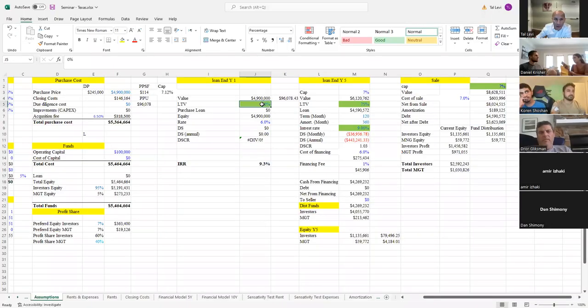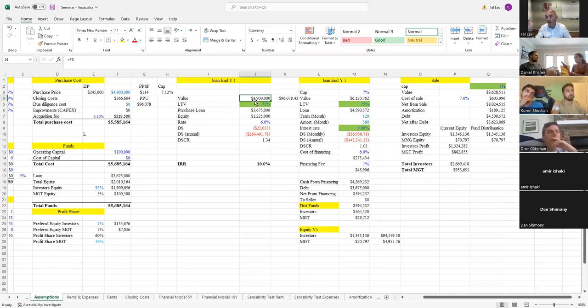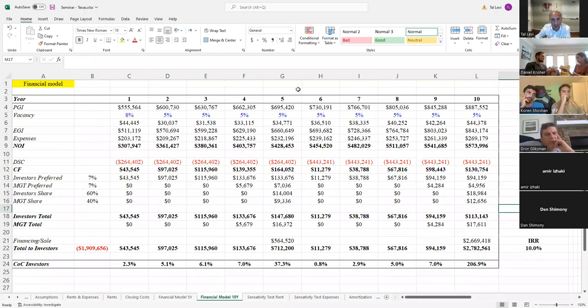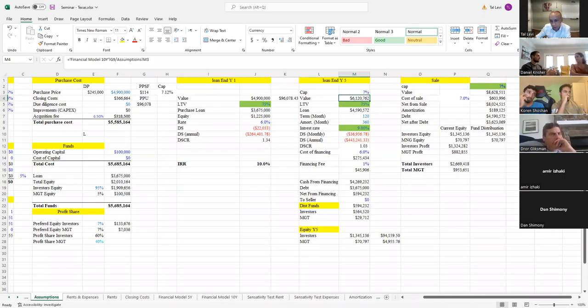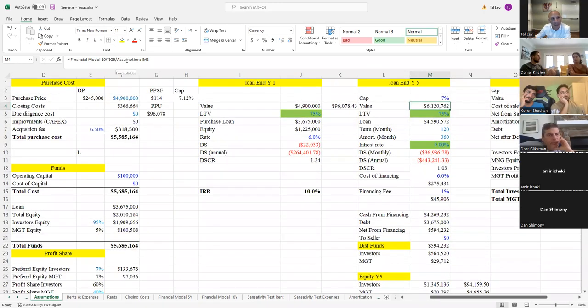So over here, the first year, it's always going to be the LTV applied to the purchase price. It has nothing to do with value, assuming that the value is still there. Assuming that it's worth at least $4.9 million, the bank is going to look at the purchase price as the value. When I'm doing a refinance, the bank is going to look at it as NOI divided by cap rate. So when I look at value here, in the financial model tab, if you go to G9, what you'll see is NOI. NOI divided by assumption M3. What is assumption M3? Cap rate. That gives me value.